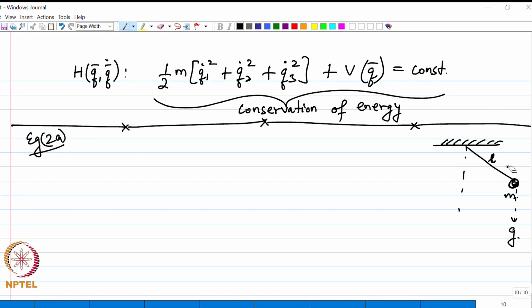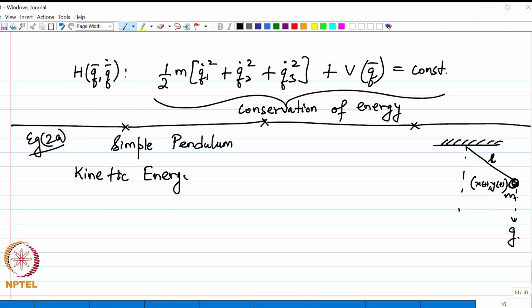So, this is my coordinate of the blob. So, we see that in this case, the motion of the simple pendulum, in this case my kinetic energy. So, we need to write all the different forms of energy. The kinetic energy in this case will be half m v square. So, half m (x dot square plus y dot square), because these are the two different components in 2D.